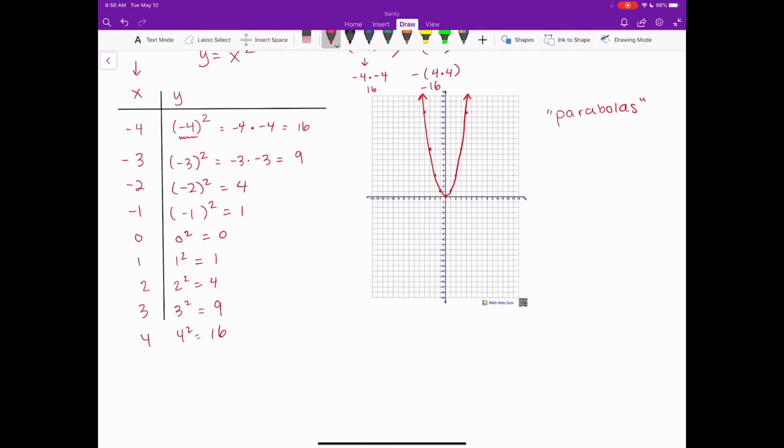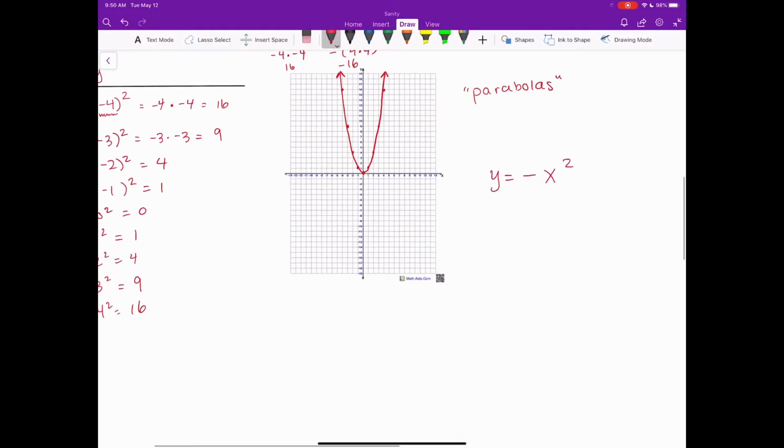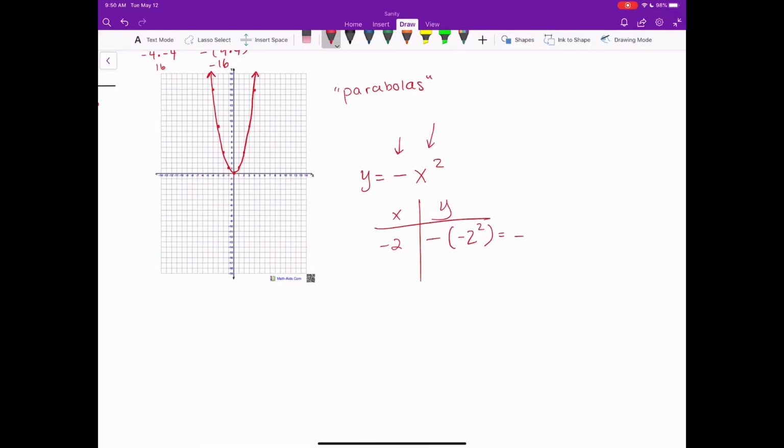All right. So let's do another one. What if we did y equals negative x squared? If I do negative x squared, let's just plug in a couple values. If I did negative 2, that means I have that negative on the outside of negative 2 squared. Negative 2 squared is a positive 4, but again, there's that still negative on the outside, so that's going to make it a negative 4.